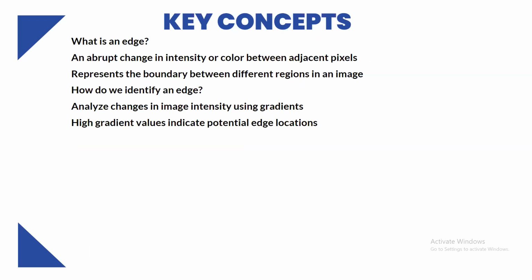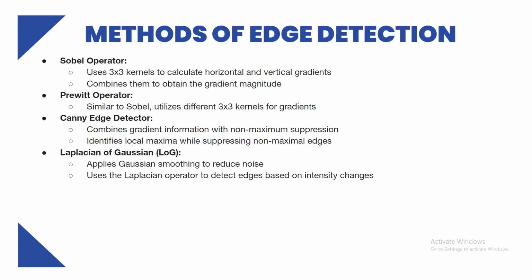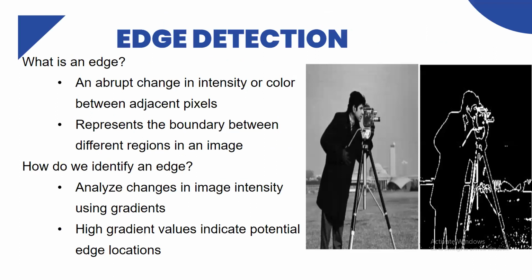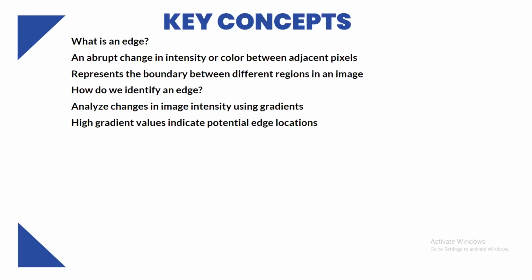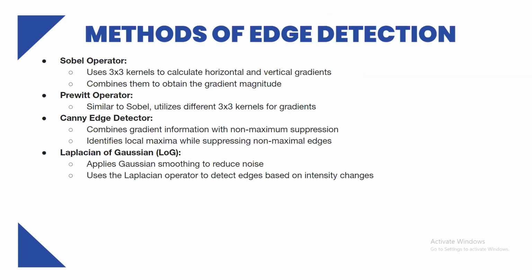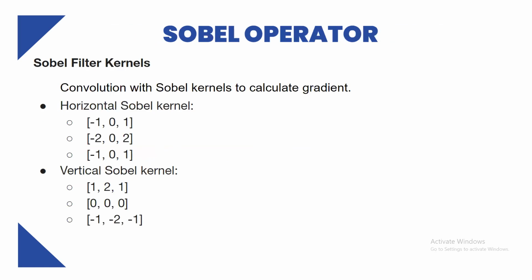Now, of course, edge detection is very important. It is from edge detection that we are able to identify objects and all other images and objects in an image. Now, methods for edge detection: there is the Sobel operator, there's Prewitt, there is the Canny edge detector, which is the most commonly used, and then Laplacian and Gaussian. But we're going to discuss all this in the next slides.